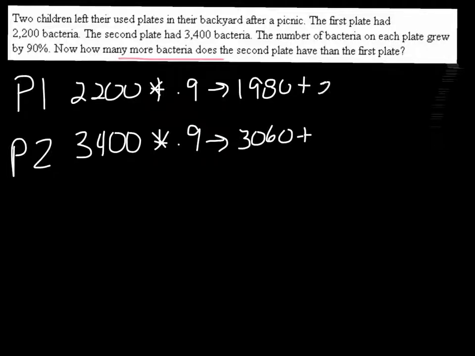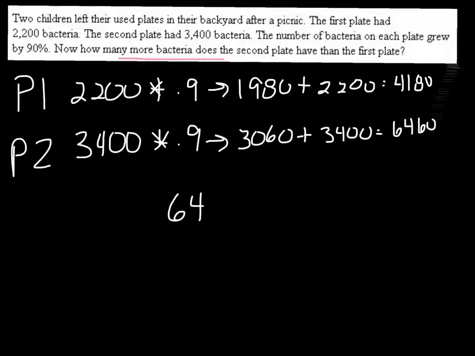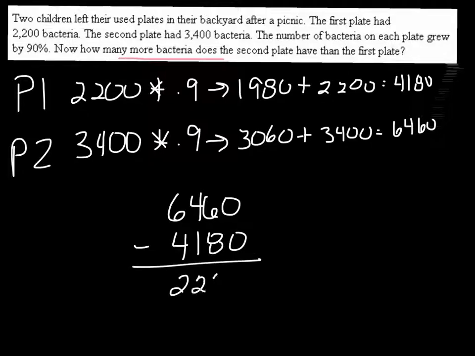So we're going to bring back the original number of 2,200, and we're going to bring back the 3,400 for this one, and that's going to give us a total for how many bacteria are on each of the plates. What we end up with for plate 1 is 4,180, and for plate 2 is 6,460. And again, I just want to know how much more it is on that plate, so I'm going to take plate 2, 6,460, and I'm going to minus 4,180 from it to give us a total of 2,280 to be our answer for this.